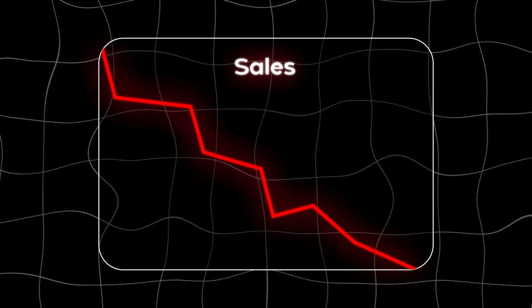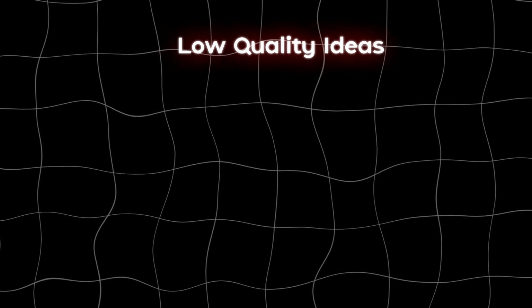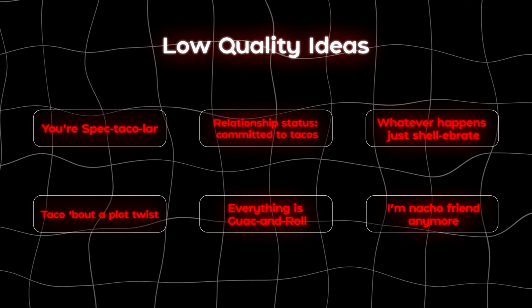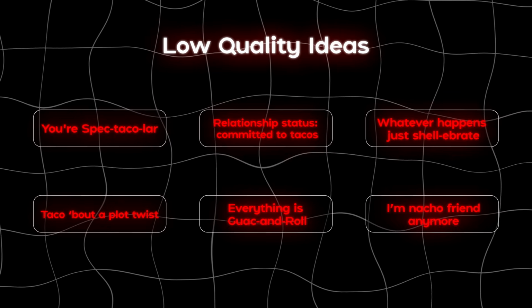When I see people struggling to get sales with their t-shirts, it usually comes down to one key factor, and that is just the quality of the ideas and the phrases that they've come up with, because AI might be good at creating designs and making them look nice, but it actually sucks at coming up with good ideas and phrases.